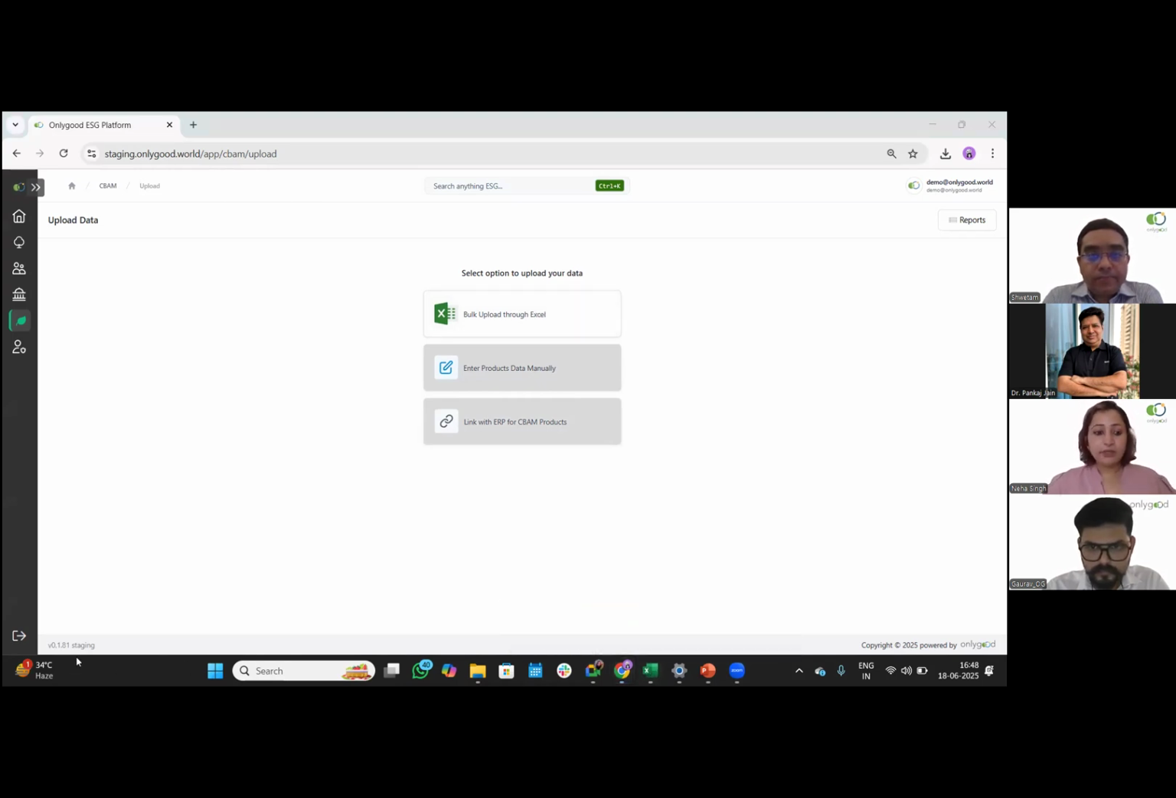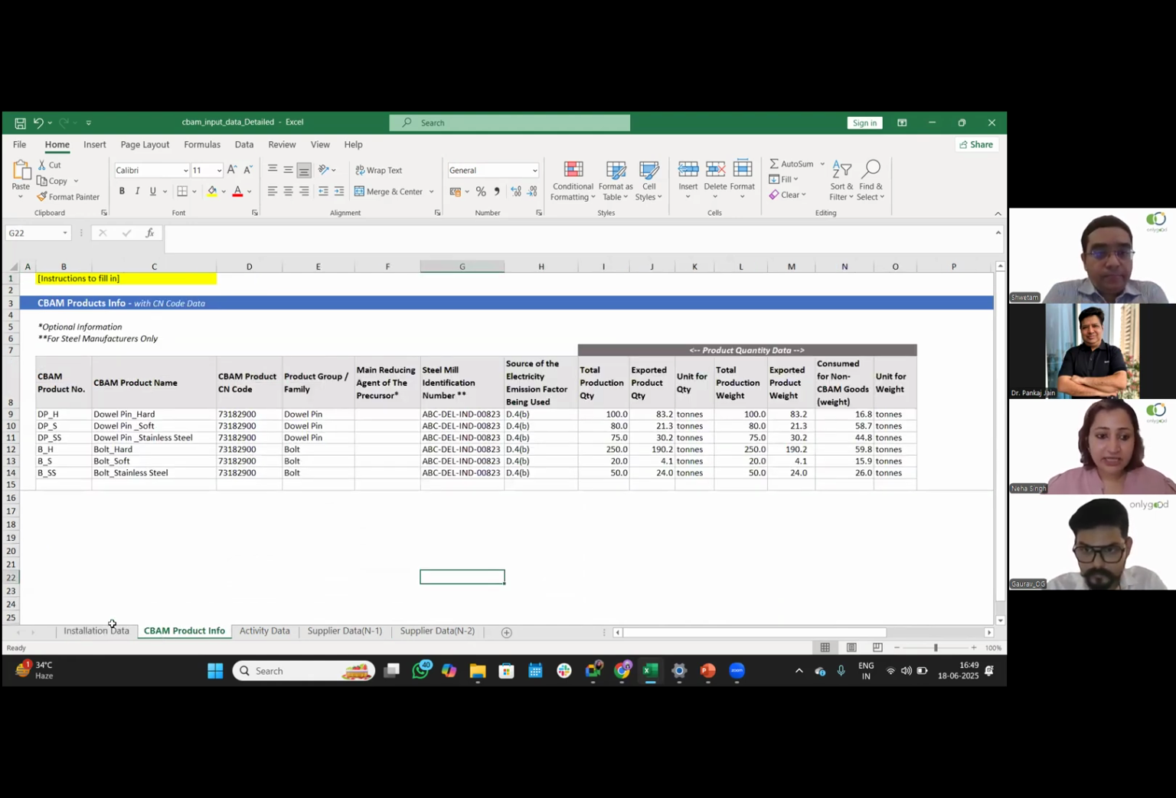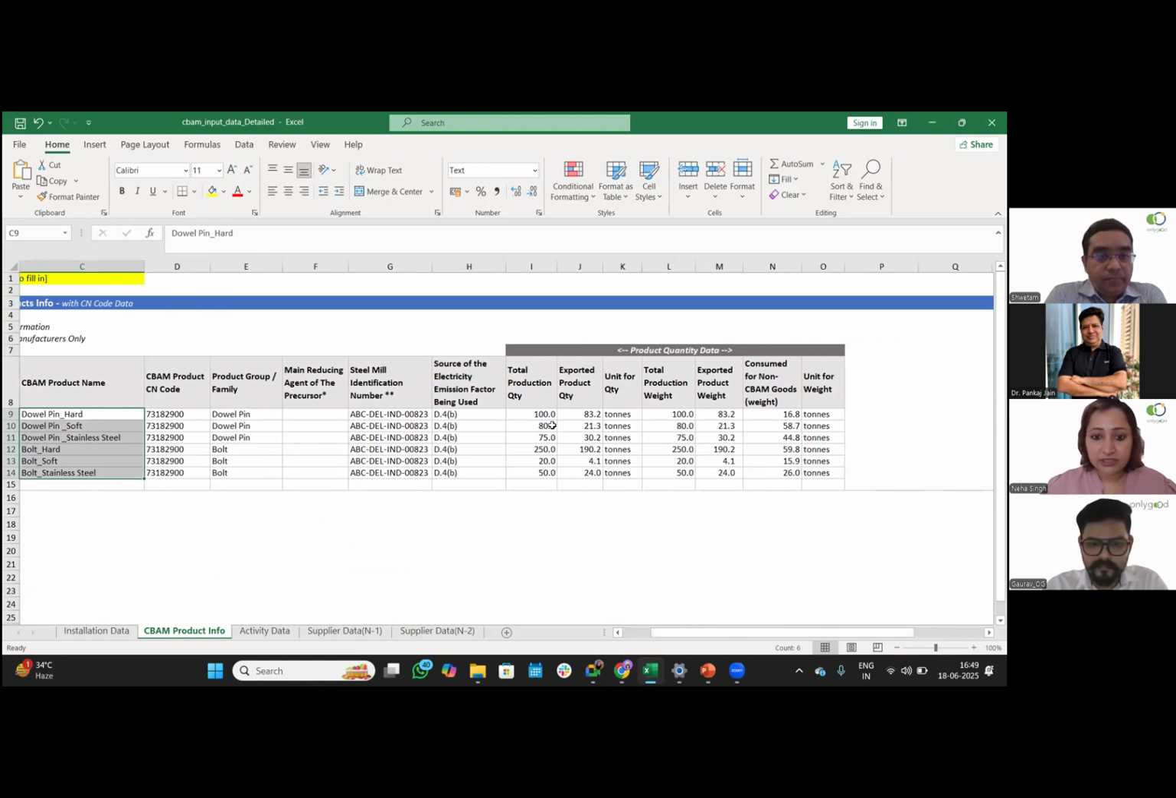This is what my typical Excel looks like for data. We ask for some basic information. What is your company? Where is it based out of? What is your reporting period? Then if you correlate it back to my slides, we're talking about product information. So what are the key products? We have here 6 products that I include in this report. For all these 6 products, we try to understand how much quantity you are producing, how much quantity you are exporting.